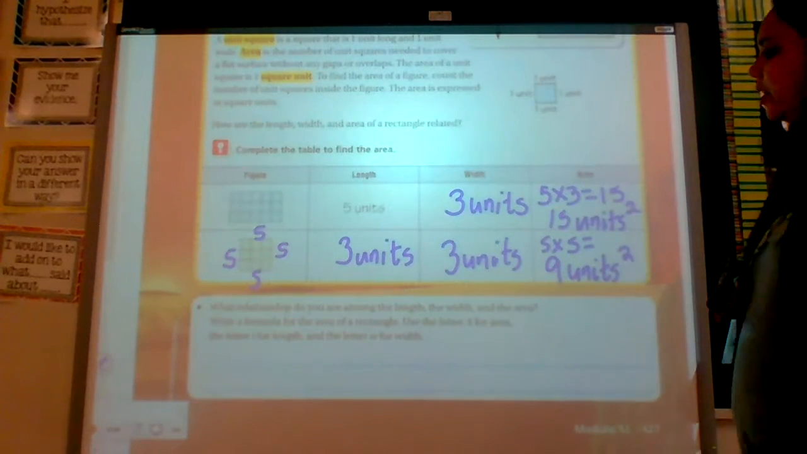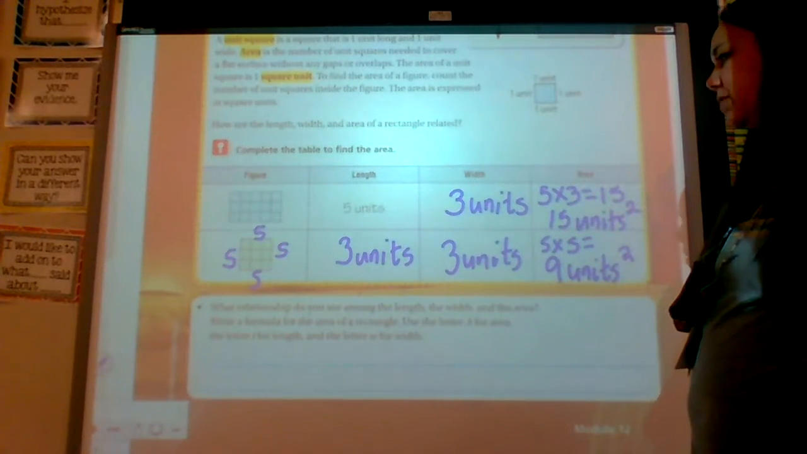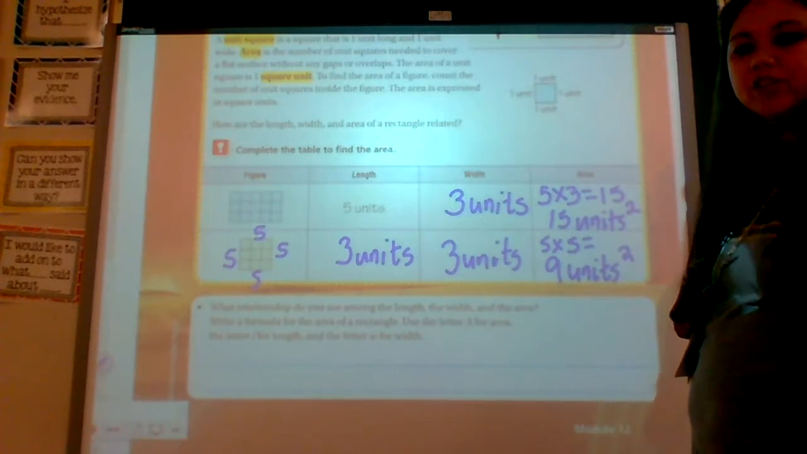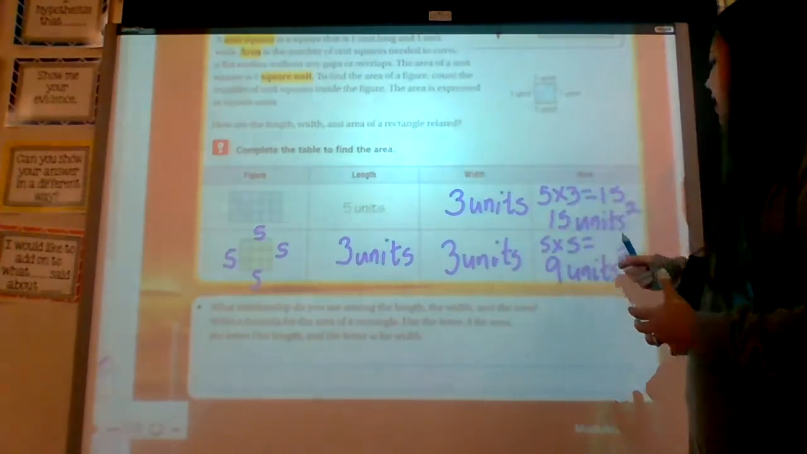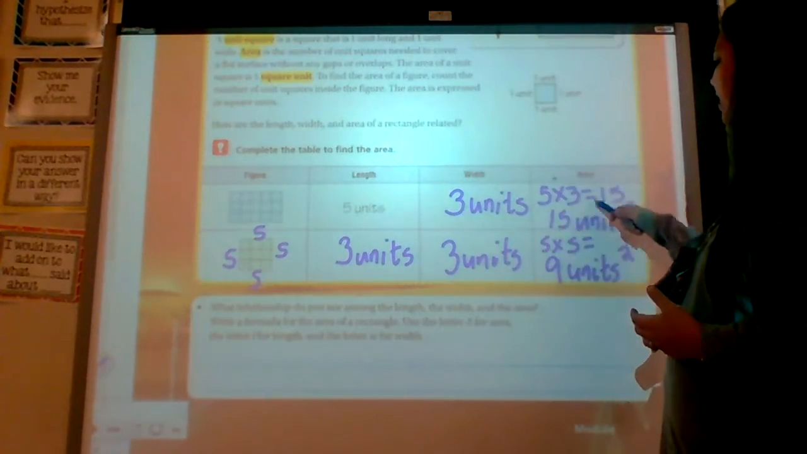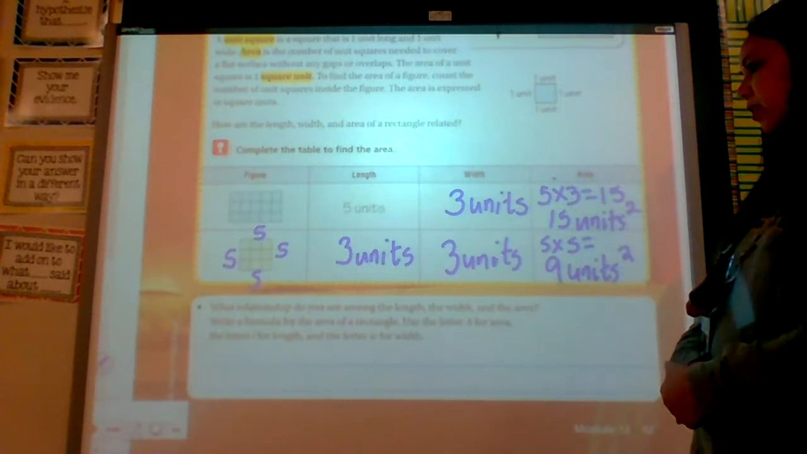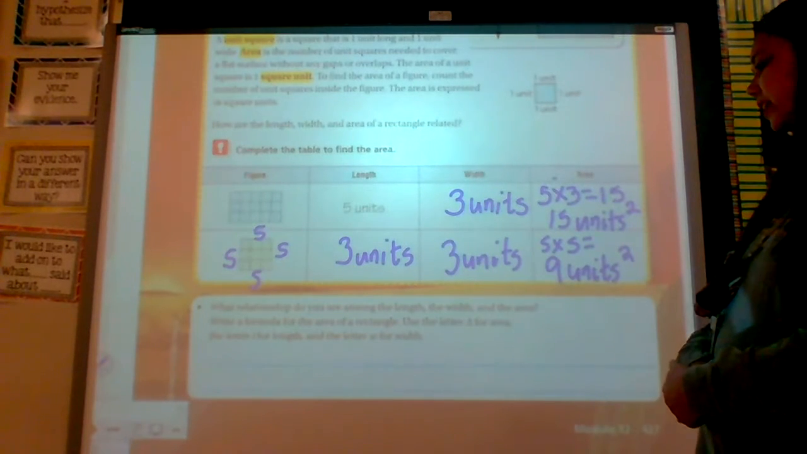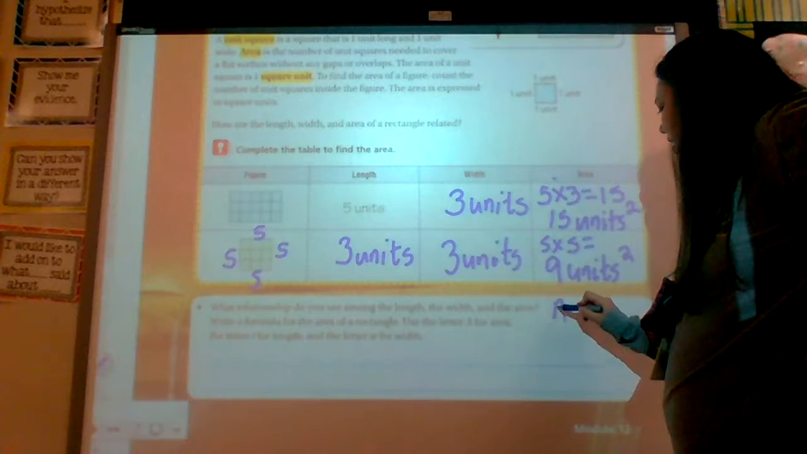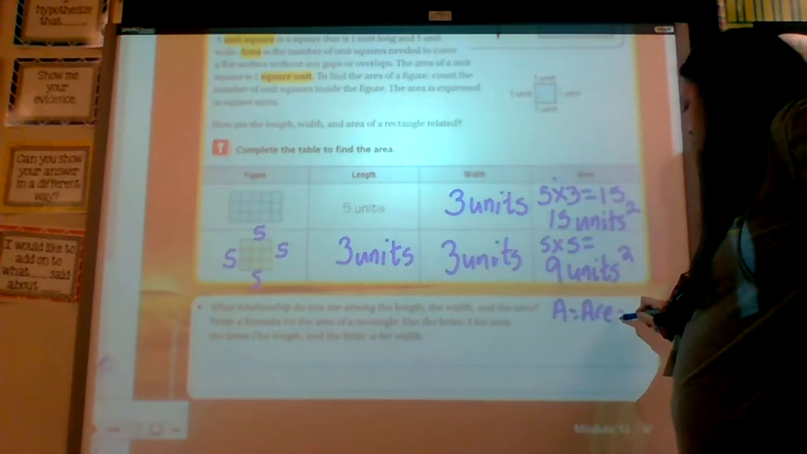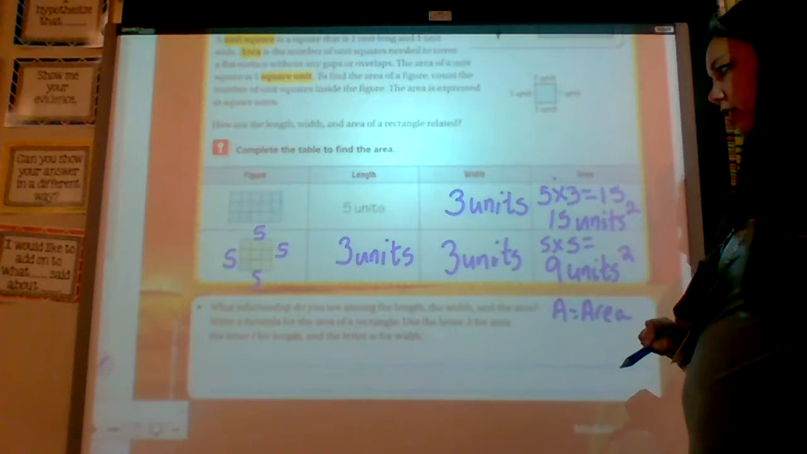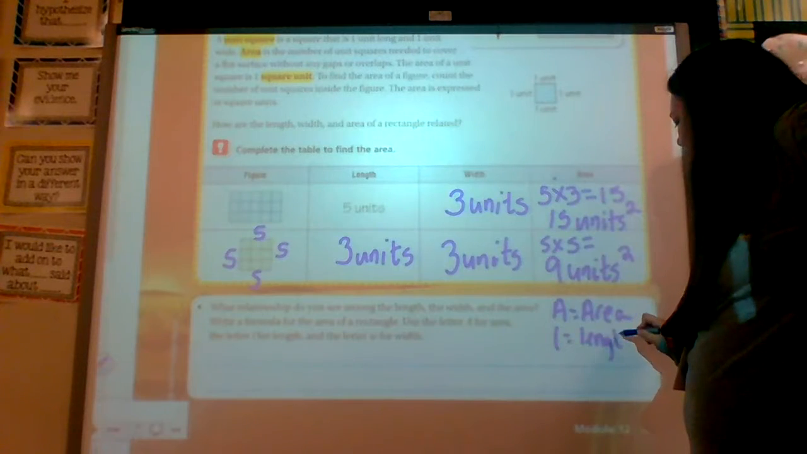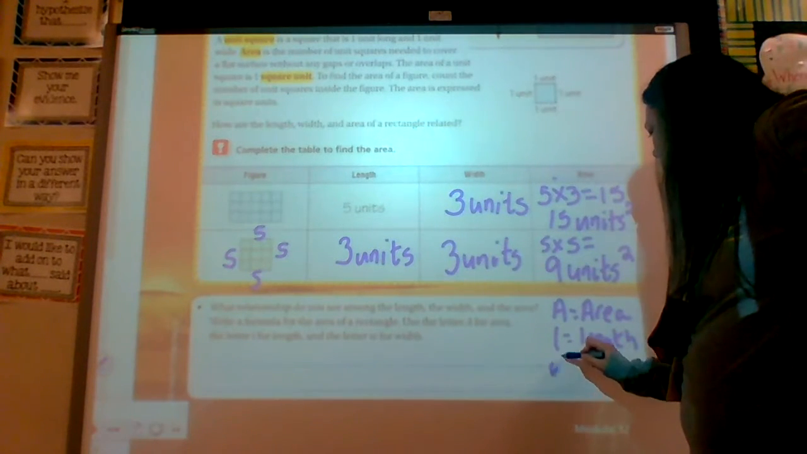So let's look down here and see what it says. What relationship do you see among the length, the width, and the area? You see a relationship? How is one turning into the other? How is this relating to this? Okay. Write a formula for the area of a rectangle using the letter A for area. So we're going to use A for area, the letter L for length, L for length, and W for width.